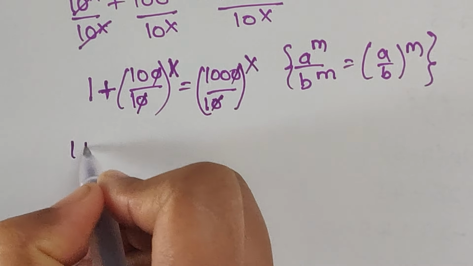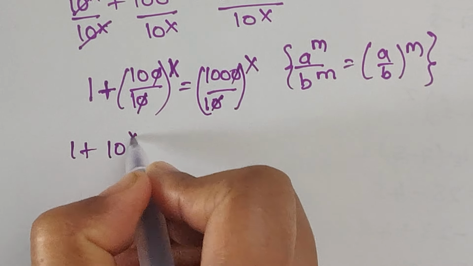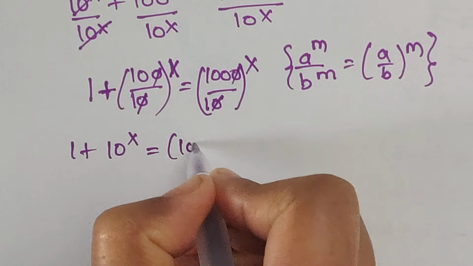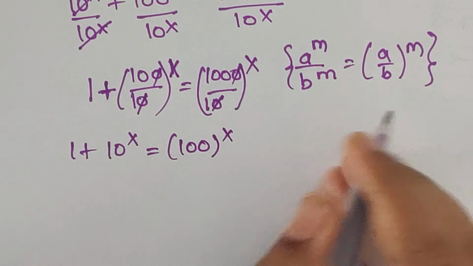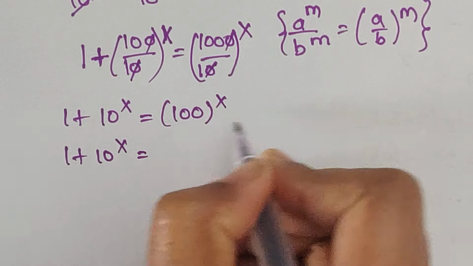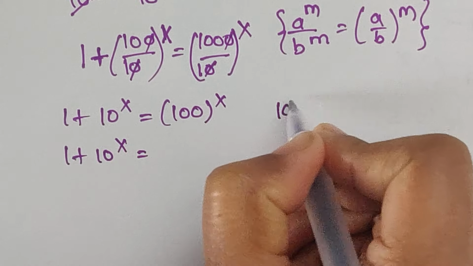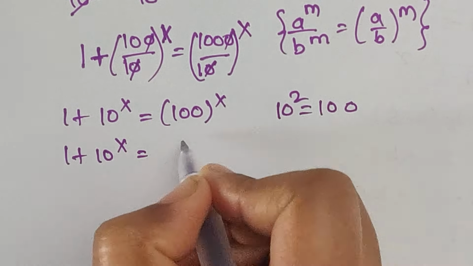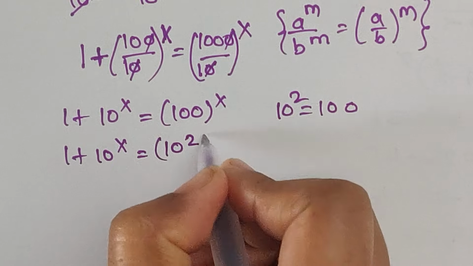So 1 plus 10 to the power of x equals 100 to the power of x. So 1 plus 10 to the power of x equals, 100 we can write as 10 square, so 10 square whole to the power of x.